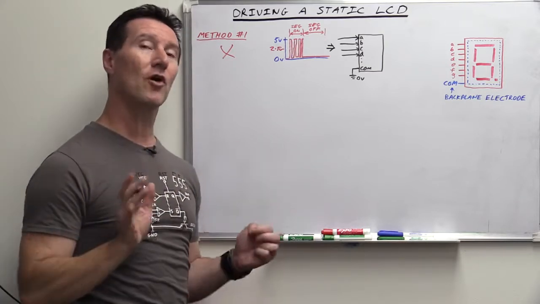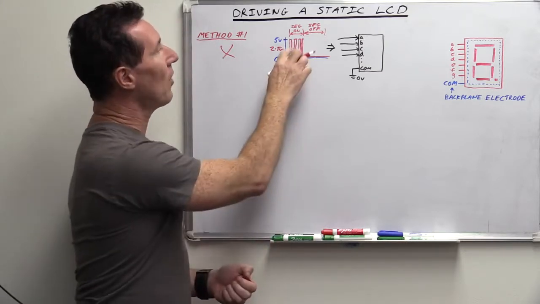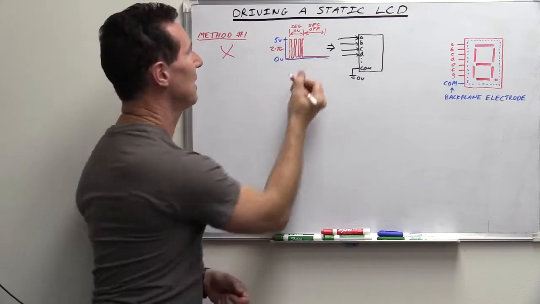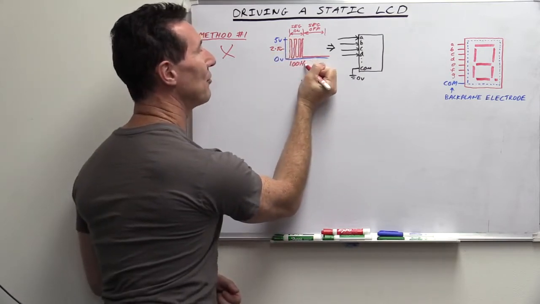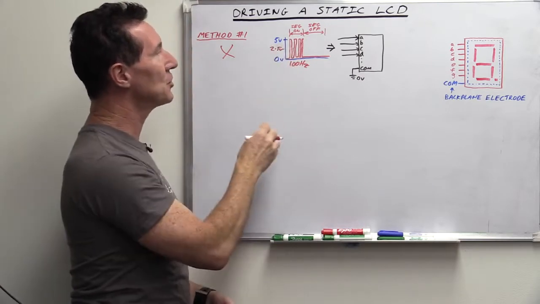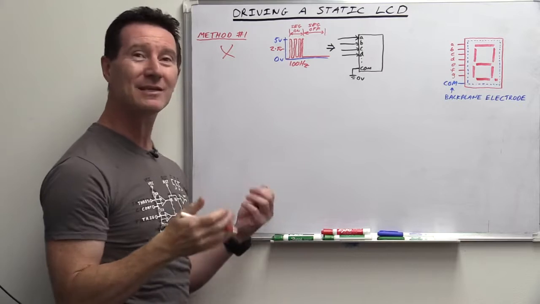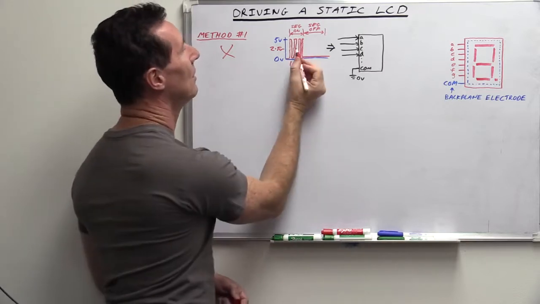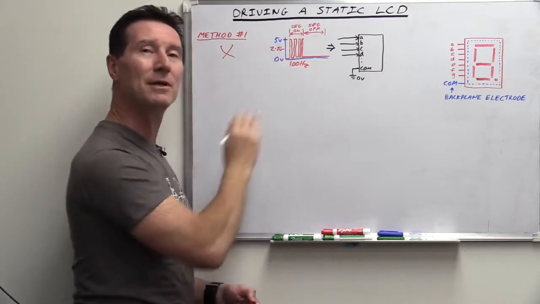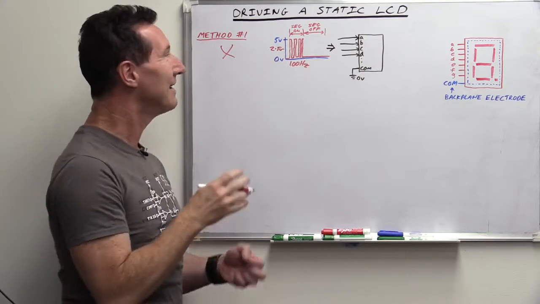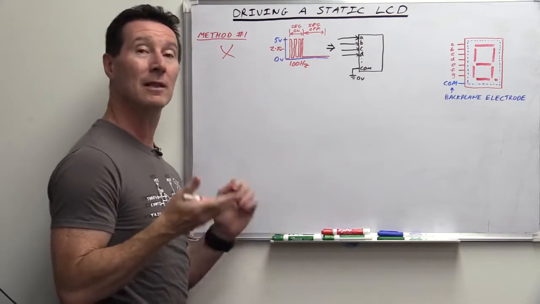Now, some people will try and get around this by driving it with a burst. In this case, you could have, say, 100 hertz or something like that to try and get your DC average value lower. But yeah, it's going to lower it, but you're still going to end up with some DC level on there, and it's not going to really eliminate the problem.